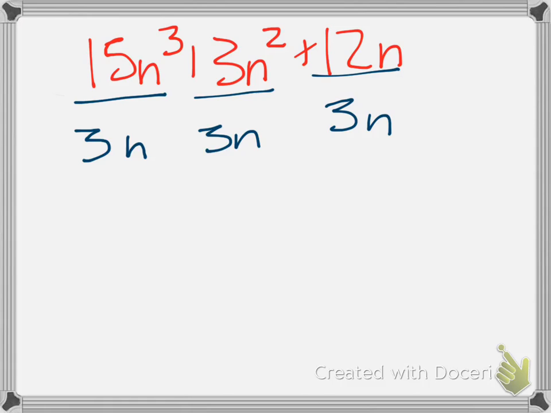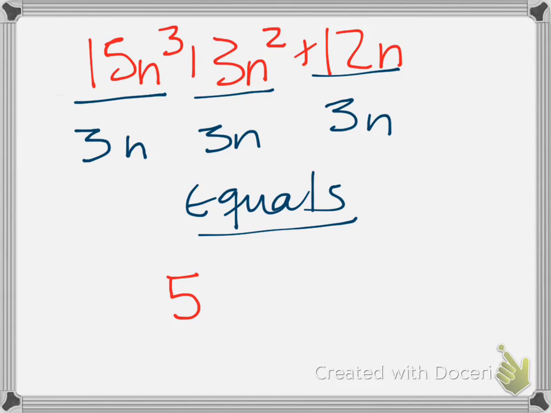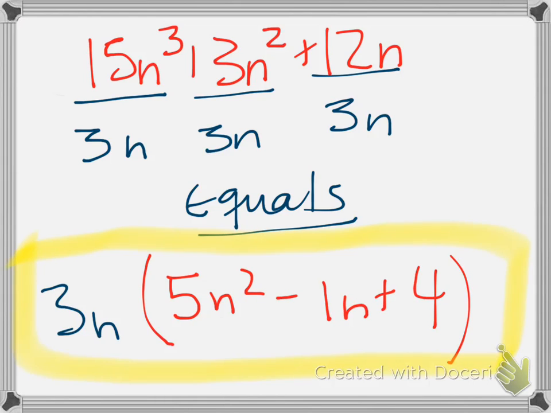So 15n cubed divided by 3n, 3n squared divided by 3n, and 12n divided by 3n. So this would equal 5n squared minus 1n plus 4 in parentheses, and the GCF 3n outside. The end.